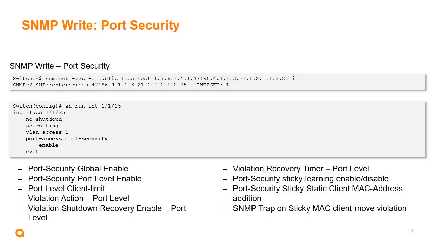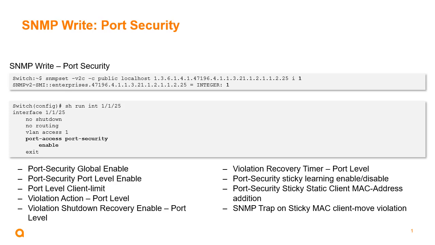For port security, I'm just going to enable port security on the port itself. Once again, I'm using the SNMP set command to write, and in the OID string that we can see here at the top, the last digit there, the .25, is port 25 or 1/1/25. I'm going to give that an integer of 1, which is on or enabled. And if I log into the switch and do a show run interface 1/1/25, as we can see highlighted, port security has been enabled on that port.